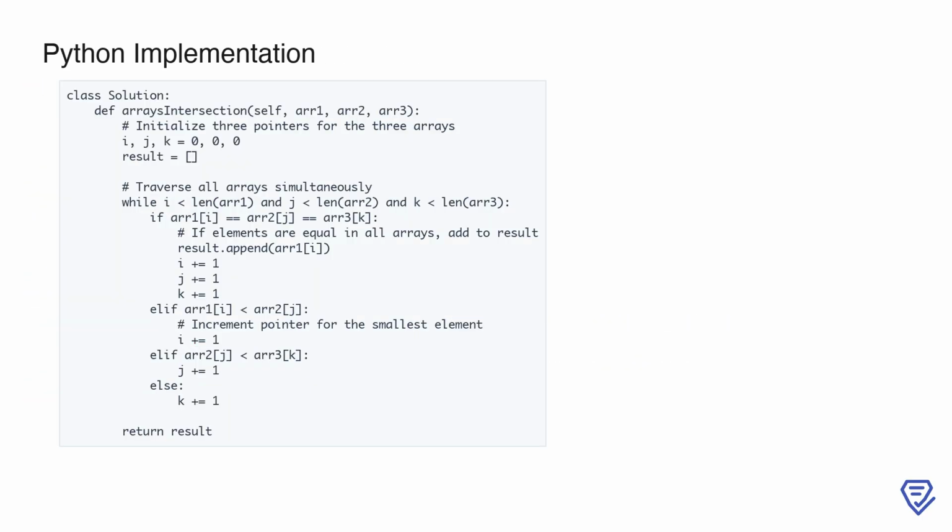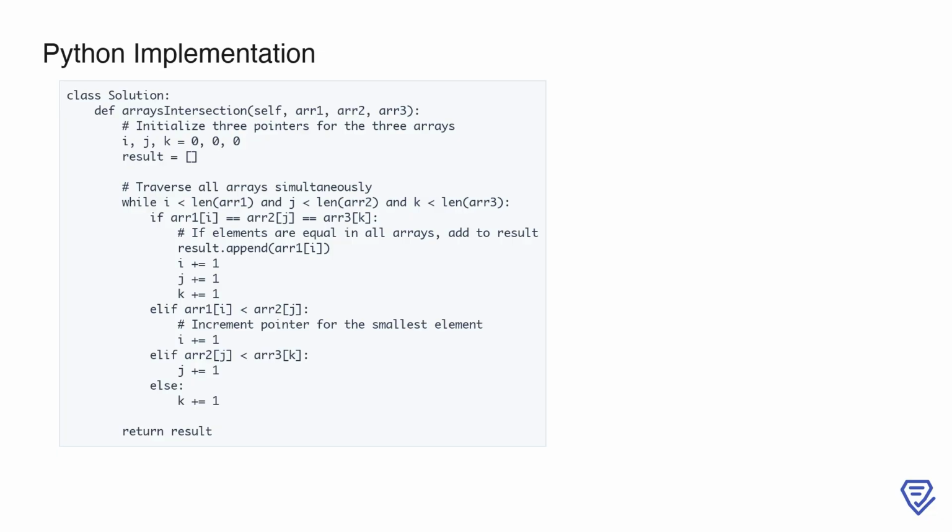The solution uses a 3-pointer technique to efficiently find the intersection of 3 sorted arrays. Let's break it down. 1. Initialization. 3 pointers i, j, and k are initialized to 0, corresponding to the current indices of ARR1, ARR2, and ARR3. A result list is initialized to store the intersection elements. 2. While loop. The loop continues until any one of the pointers exceeds the length of its respective array. This ensures we don't access out-of-bound indices.